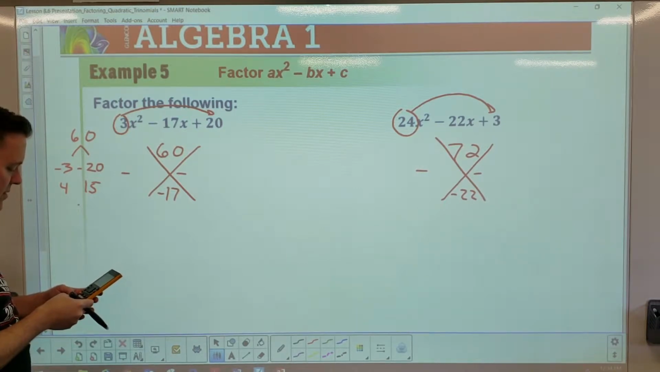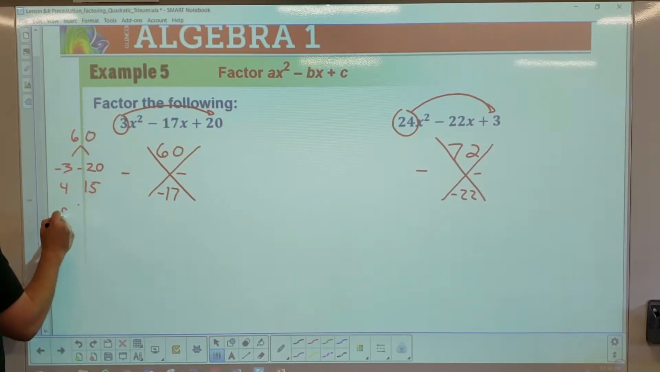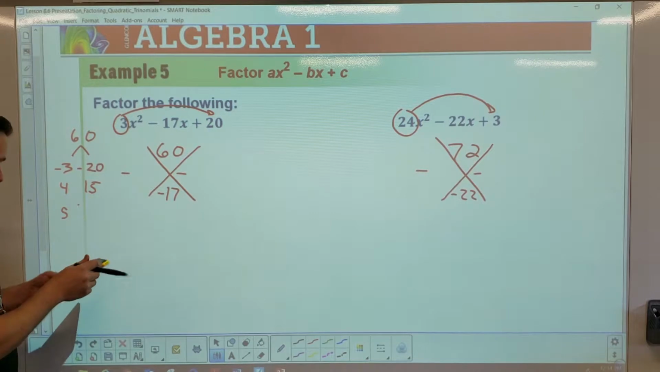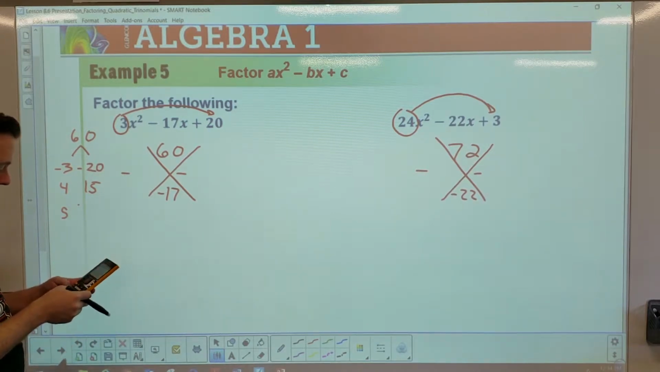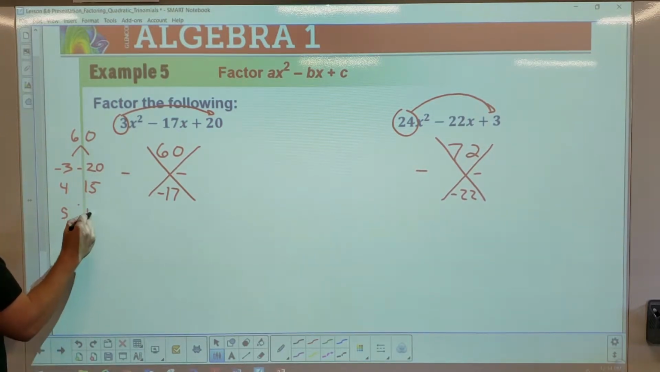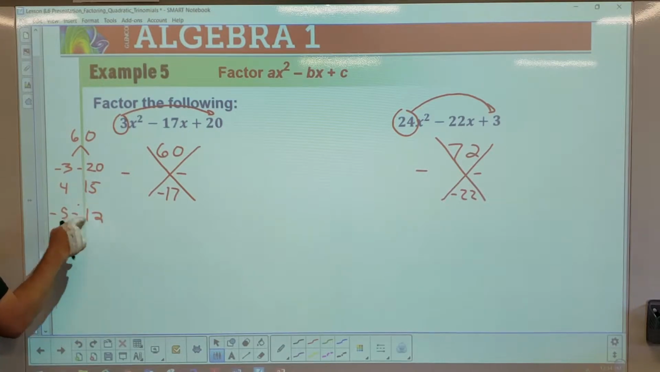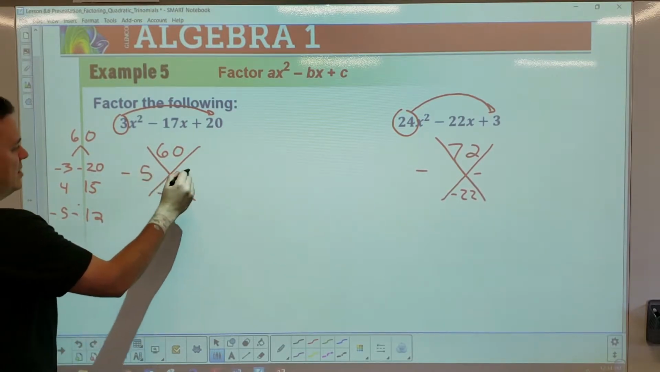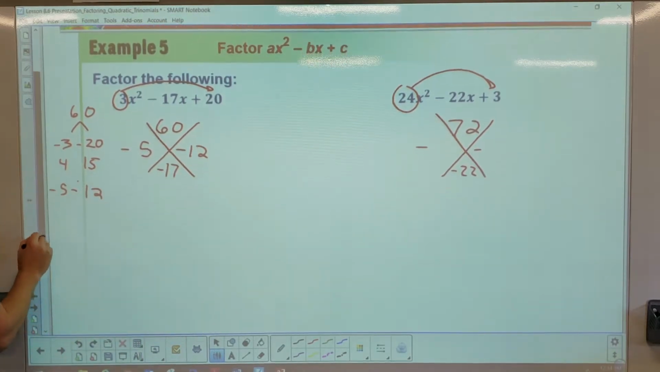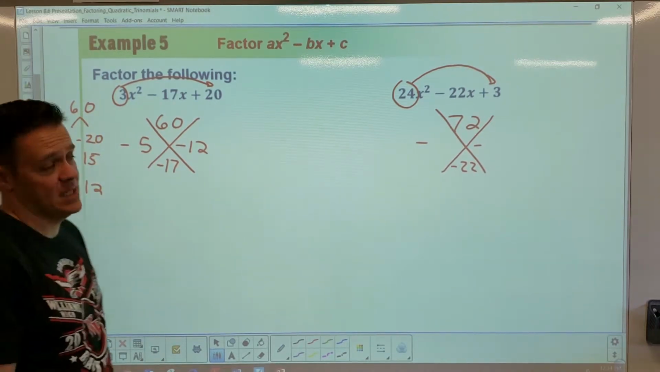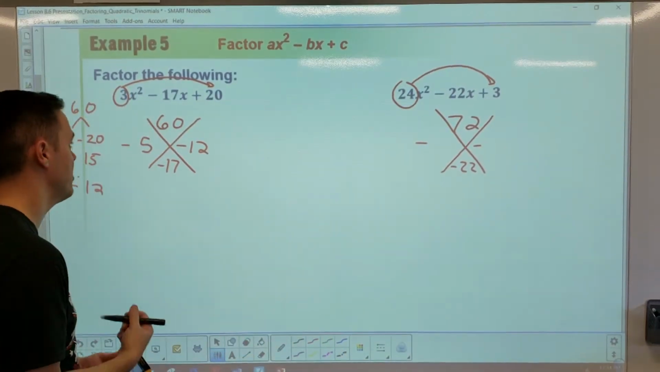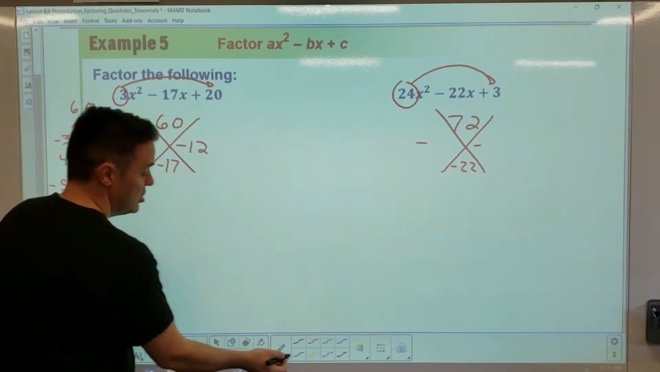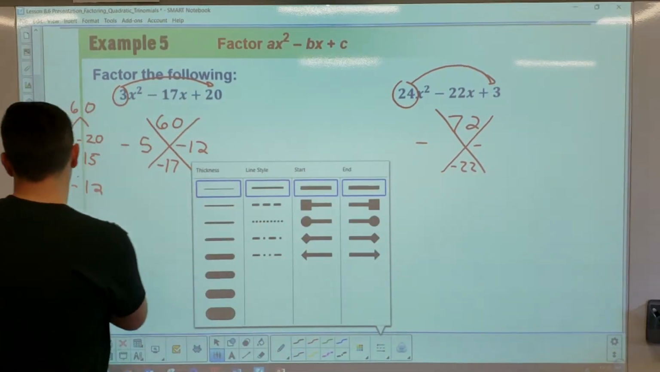No, it's 12. Yes, it's 12. So 5 and 5 times 12 is 60. 5 and 12. If I had negative and negative, ladies and gentlemen, there would be my answer. Okay, so are you going to have to do troubleshooting like this? Yes, you will, especially for the larger numbers. That's why it's important for you guys to know your multiplication tables.